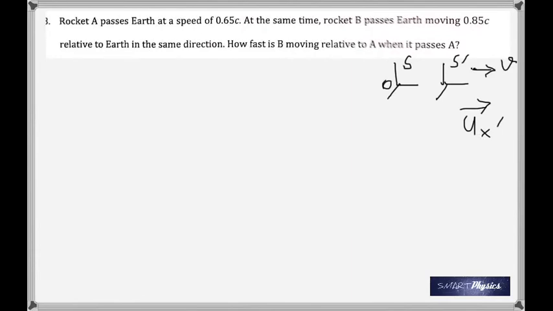Now, this is a problem that deals with relativistic addition of velocities, and in order to understand it, I have just drawn a diagram here where you have two frames of reference. One of the frames of reference is S, and there is an observer at the origin, O, and this frame of reference is not moving. The second one is the frame of reference S prime, and it is moving with the velocity v compared to S. So the observer at O would feel that another observer at the origin of S prime, let's call him O prime, is moving at a velocity v.